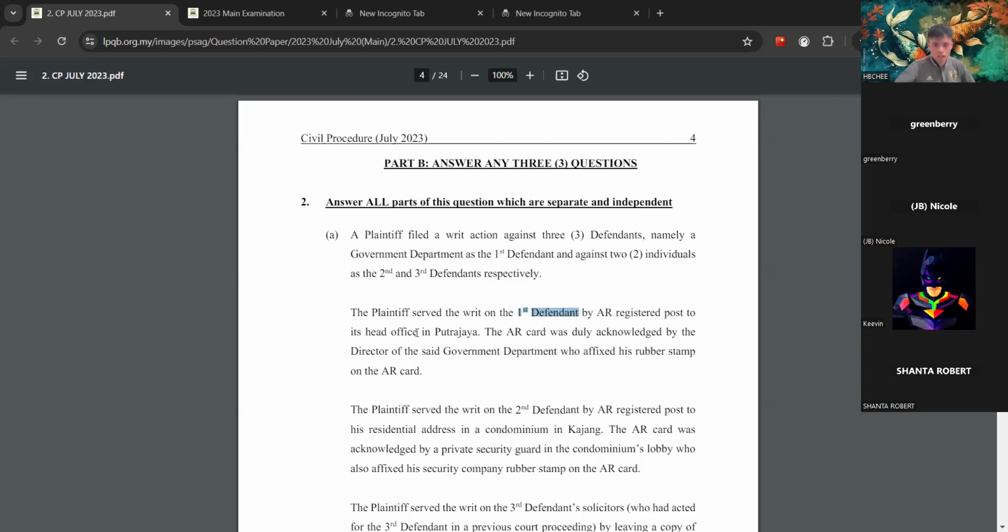So if we can see, the Attorney General is totally different from a director. Based on the fact it was not served to the director, therefore Order 73, Rule 3, Sub 2A is not complied with. Therefore, the service of writ to the first defendant is bad. Is that okay?